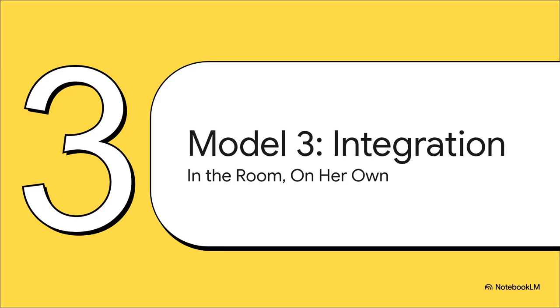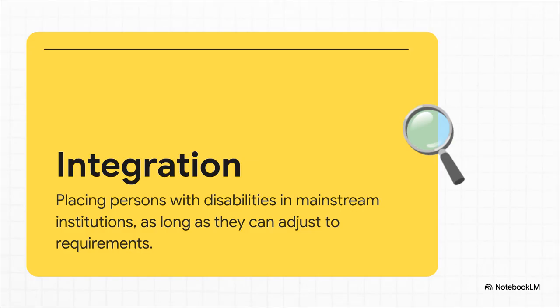All right, let's look at model number 3. Now, on the surface, this next step looks like real progress, but as you're about to see, it comes with some pretty big catches. Really listen to that last part of the definition again. As long as they can adjust. See, that's the hook. That's the catch with integration. The student is let in the door, but all the pressure to adapt, to fit in, is put right on their shoulders.